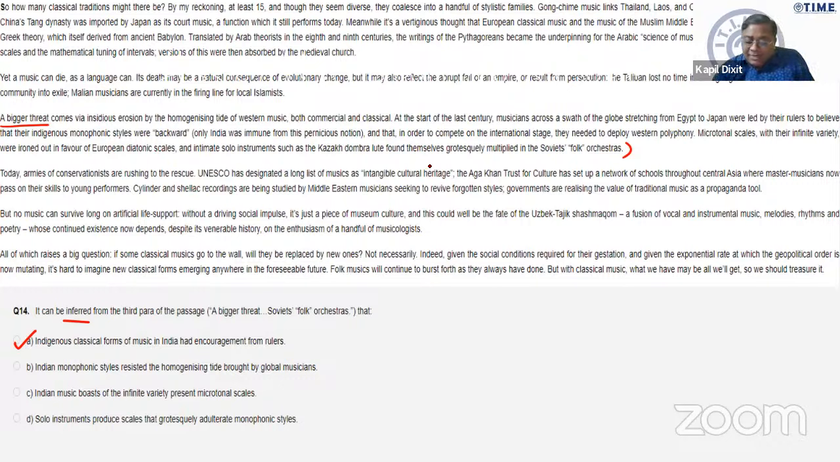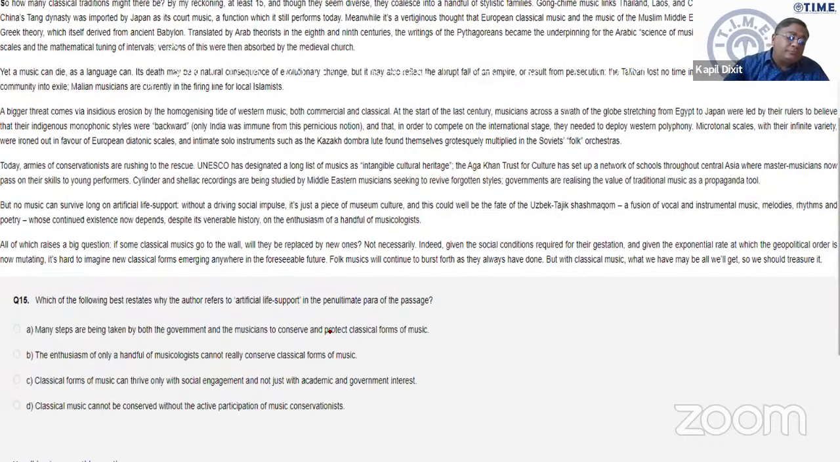Why? It says that a wide range of musicians were discouraged by their rulers and made to believe that their indigenous styles were backward when compared to Western polyphony. Only India was immune from this notion. Hence, this is the answer as an inference. I mean, simple. ये easy था. आप अगर कुछ selective attempt करना चाहते थे, you could have attempted this question.